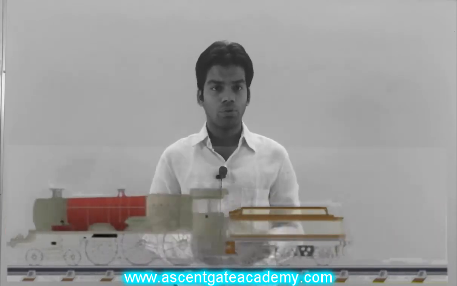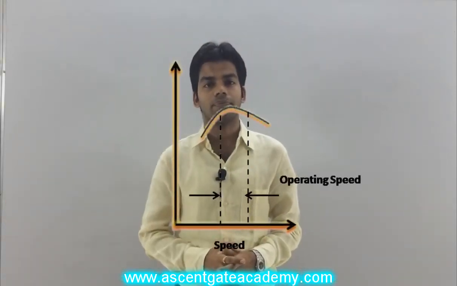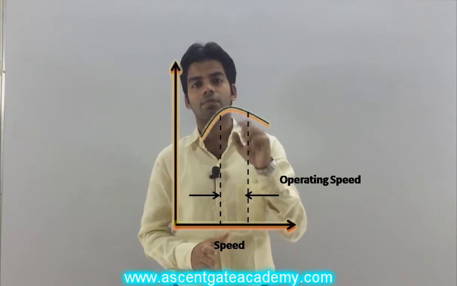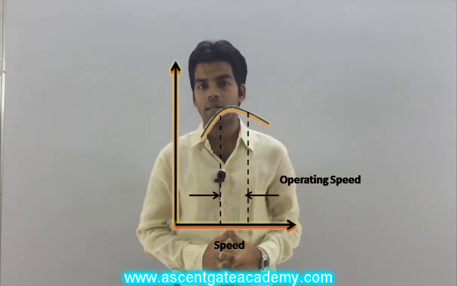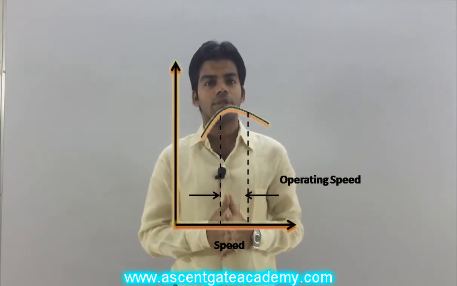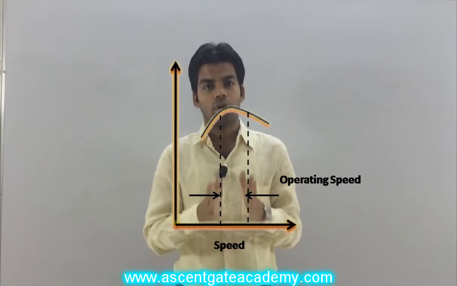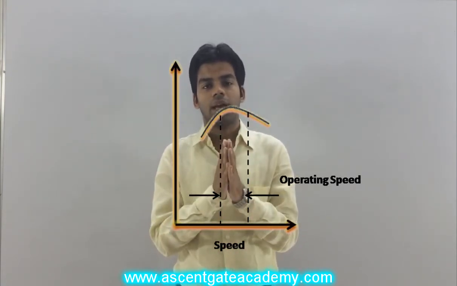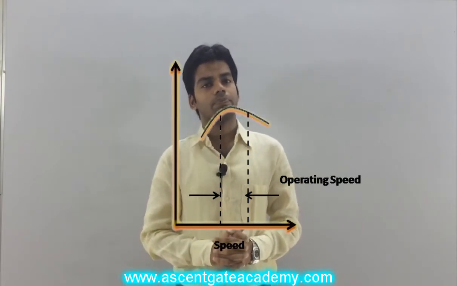And this has a lot to do with the efficiency. You can see the speed versus efficiency curve here. As the speed increases, first the efficiency increases, and after a certain point the efficiency drops. And you can also see one thing here, that within a certain range of speed we get the maximum efficiency, and if the speed is fluctuating a lot, obviously the efficiency will drop.